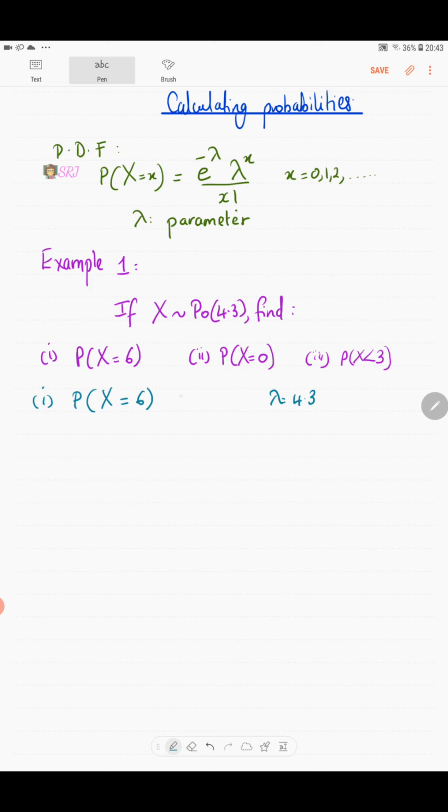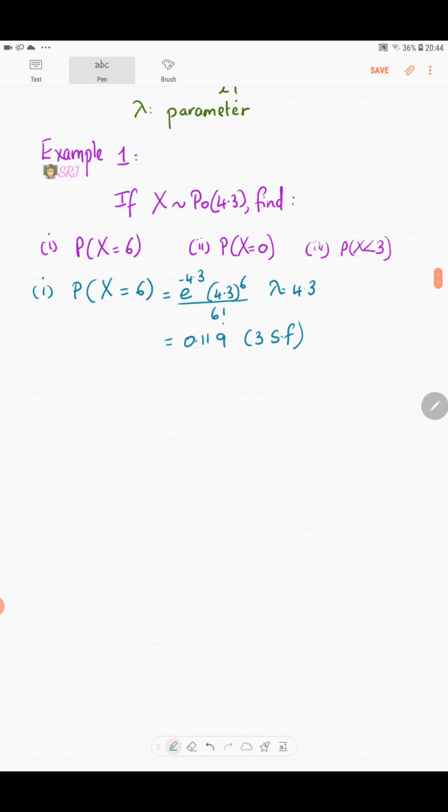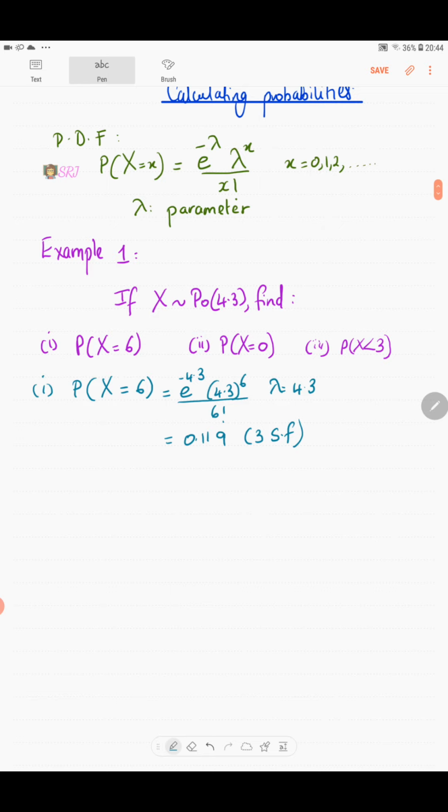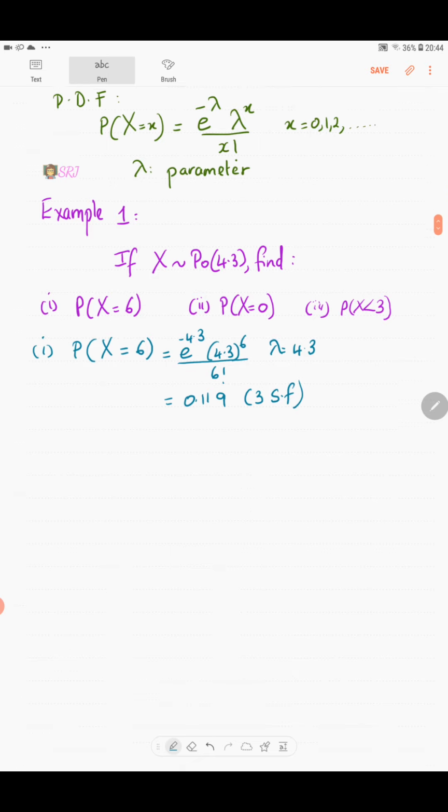So we have e power minus 4.3, 4.3 power 6 divided by 6 factorial. And the answer is 0.119 to 3 significant figures. So I repeat, we replace lambda by 4.3 and small x by 6.